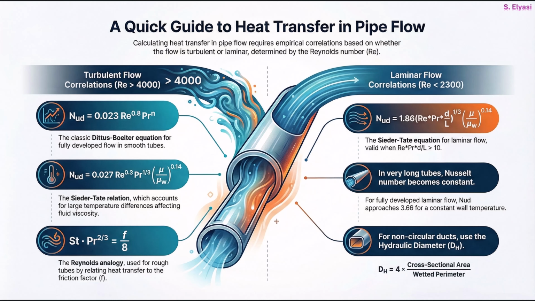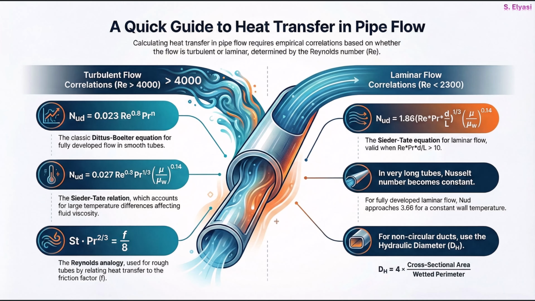You absolutely have to know if your flow is turbulent or laminar. Turbulent flow, that's when your Reynolds number is over 4,000, and laminar is when it's below 2,300. For your standard, smooth, turbulent tubes, the classic Dittus-Boelter equation, that's your go-to starting point.